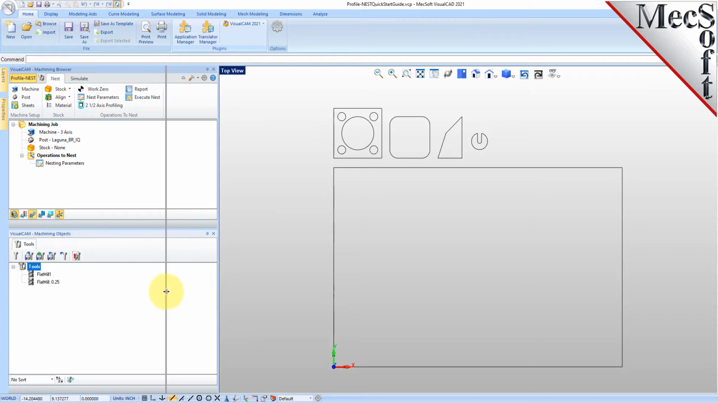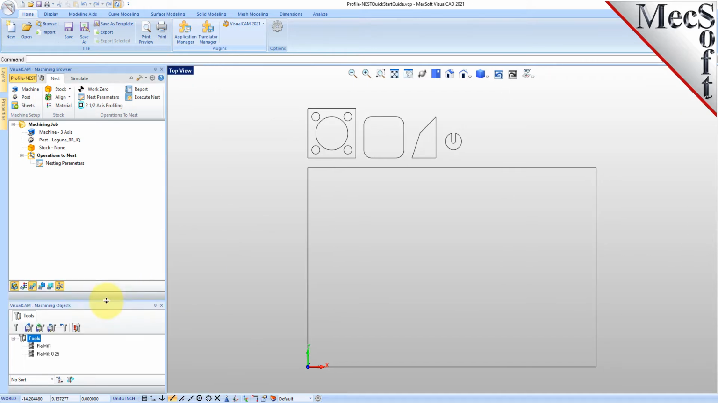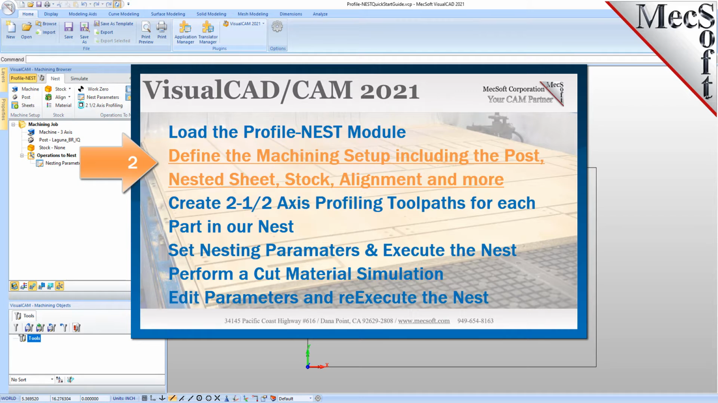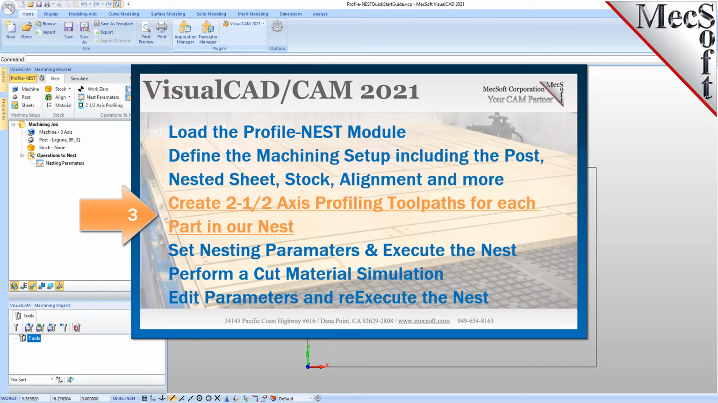Let's take a moment to review what we will do in this video. First, we're going to load the Profile Nest module and define the machine setup, including the post, nested sheet stock, alignment, and more. Then we'll create our 2.5 axis profiling toolpaths for each of our parts that we want in the nest. We will then set our nesting parameters and execute the nest. We will perform a cut material simulation of the parts in our nest as well as the nested sheets. We will also perform some editing by adjusting some parameters and then re-executing the nest.